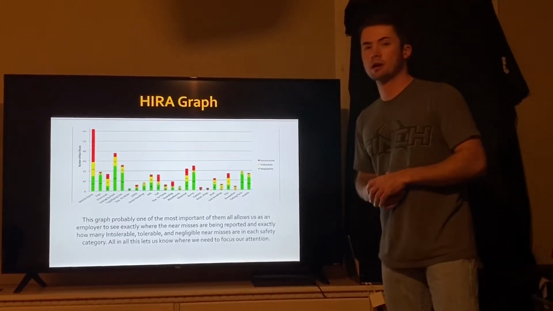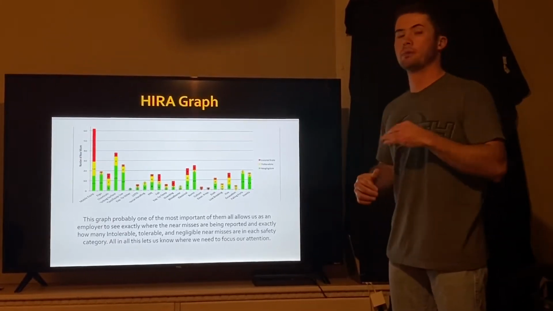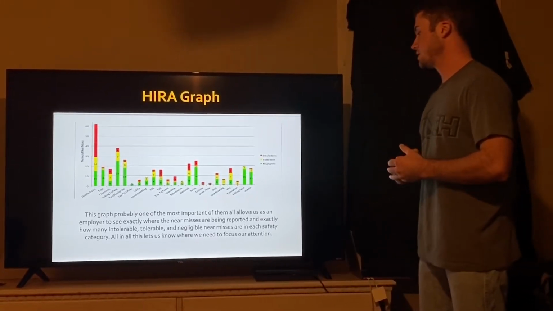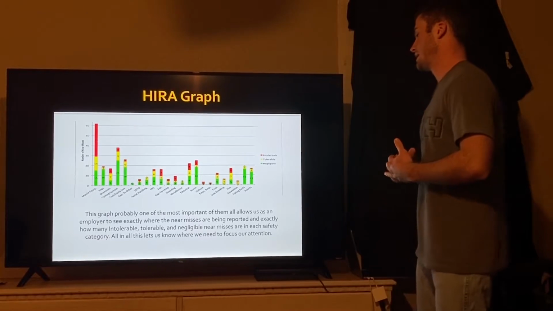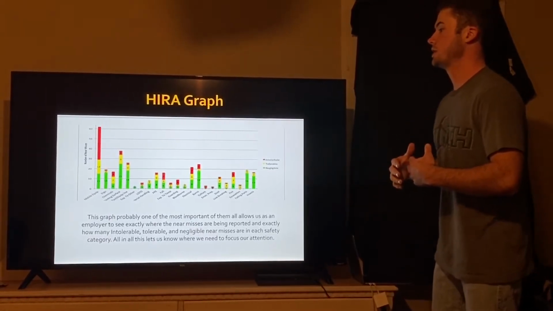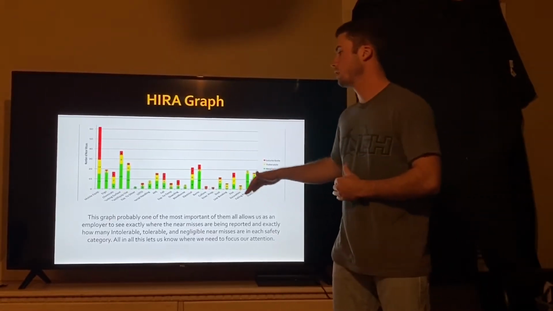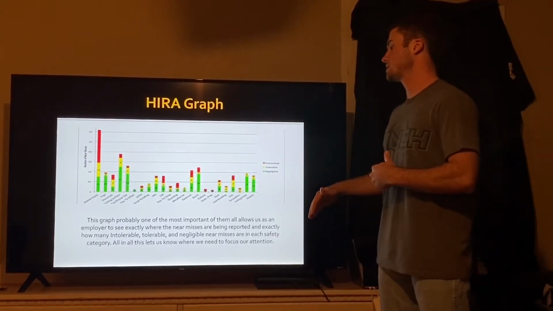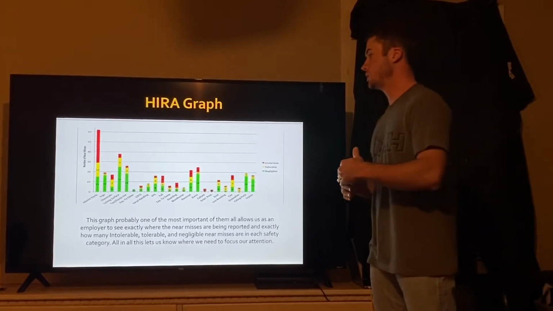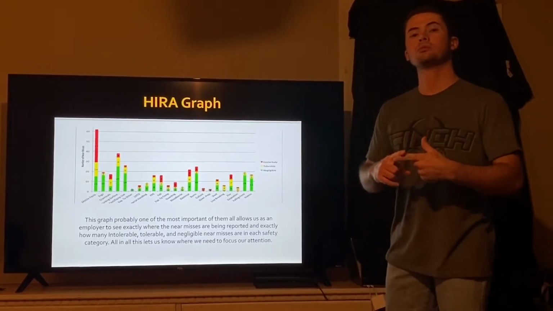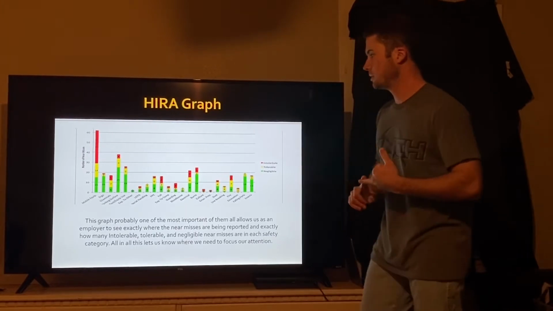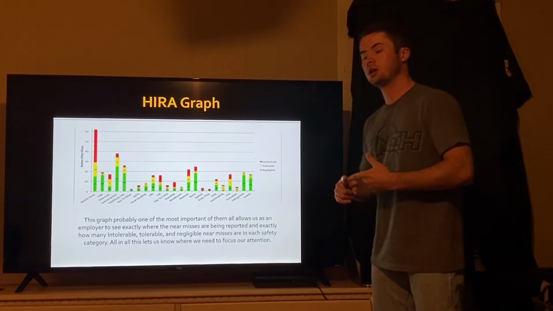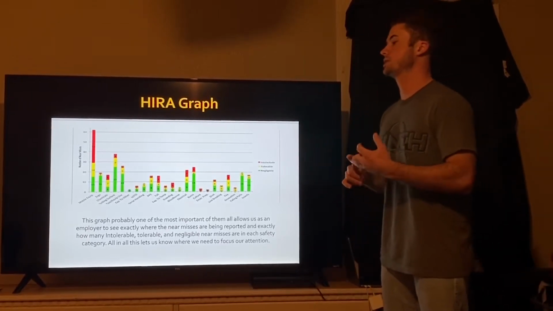This is the hybrid graph. As you can see, this is probably the most important graph, or one of the most important ones that was done. This graph allows us to see the near miss reports, and in what safety area those near miss reports were reported from, and allows us to break those down even further into whether those near miss reports were intolerable, tolerable, or negligible. As you can see here, all of these are in red, yellow, or green. The red is intolerable, the yellow is tolerable, and the green is negligible.